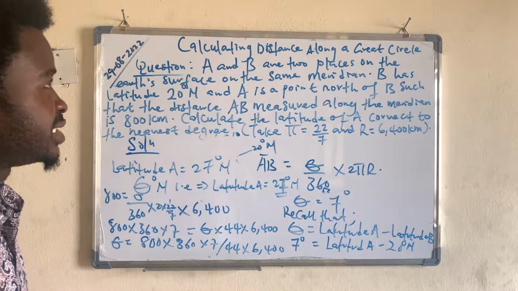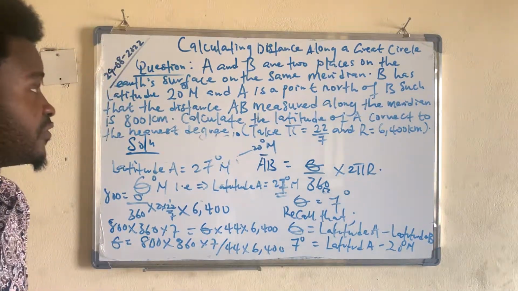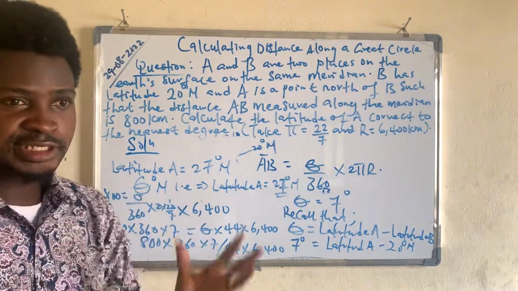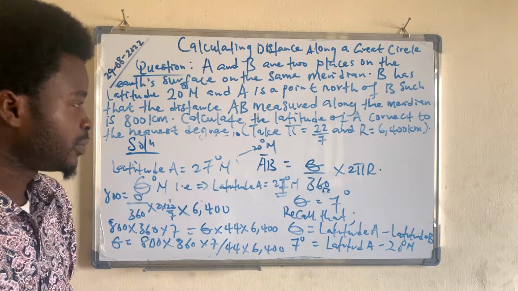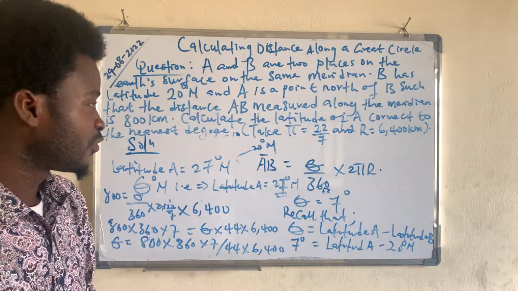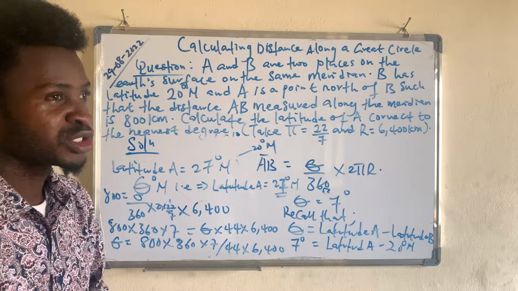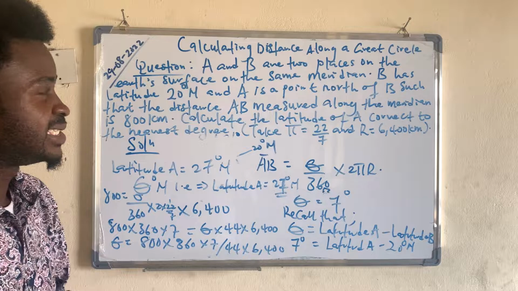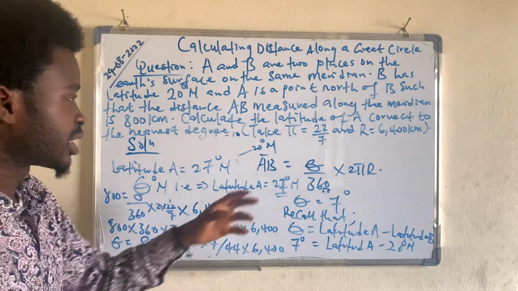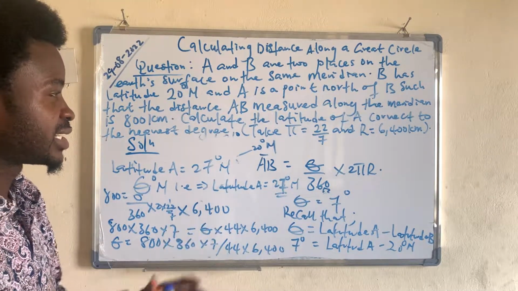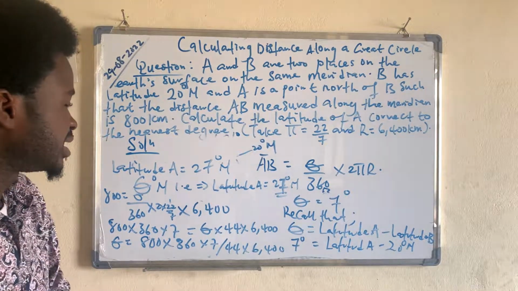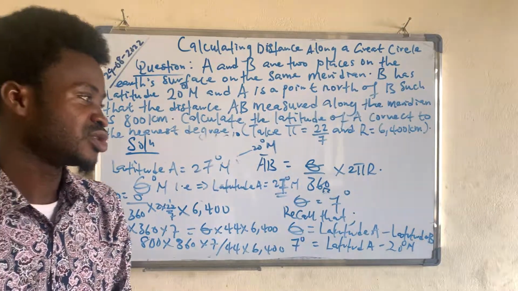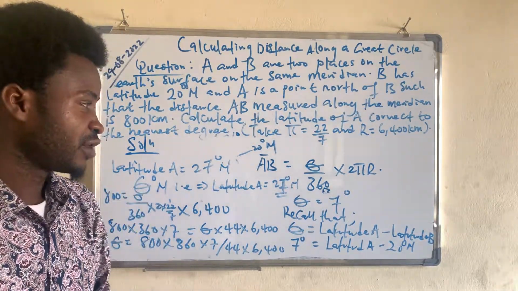So while calculating distance along a great circle, the first thing is to always bring out our sphere, draw the shape out, then find out on what meridian those two points are, and know if they are in the same direction or not. Bring out the diagram, and know whether you are given the distance, so you have to look for the latitude or the longitude.